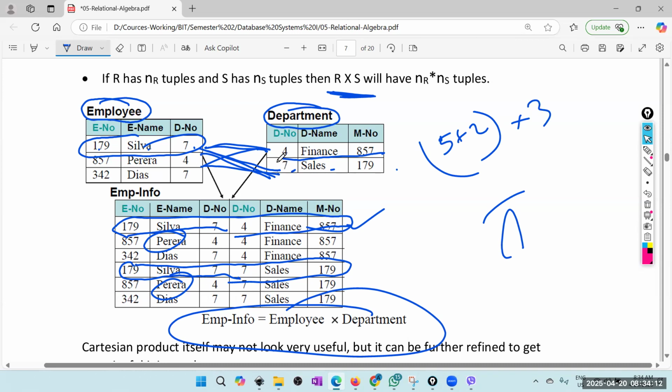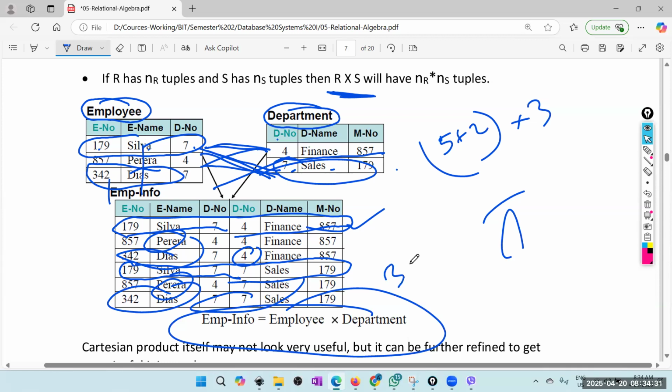Still, we are only looking at one operation at a time. So therefore, you need to take all the columns. So then with 342 dies, you combine with 4, and also 342 dies, you combine with sales. So if you have 3 and 2, you get 3 into 2, 6 records. If you have 5 here, 8 here, you get 40 records in the result, Cartesian product.